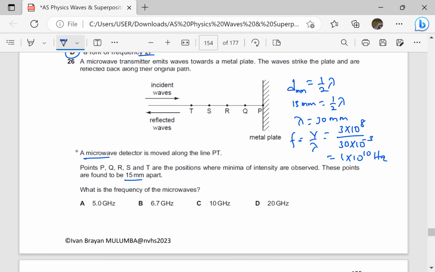Of course, we have answers here in gigahertz. So we just divide by 10⁹ to get the answer in gigahertz. And of course, this gives you 10 gigahertz. So our answer is going to be C.